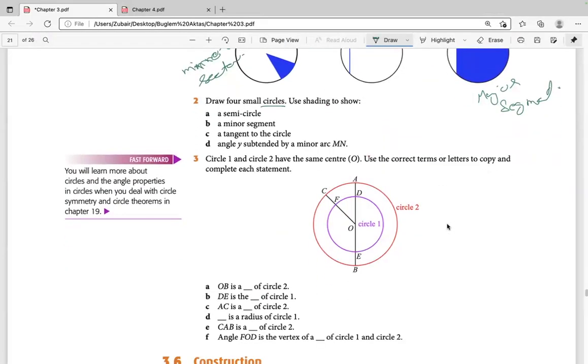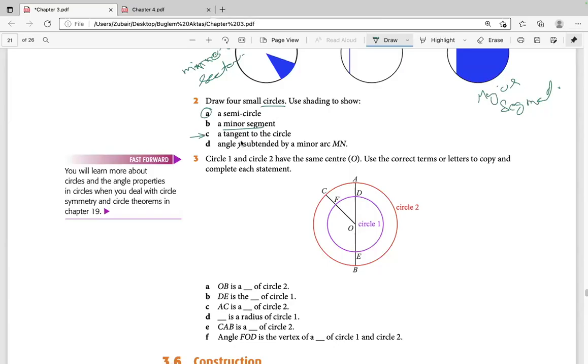Okay. So draw 4 small circles using shading to show. You already know what semicircle, minor segment is, C part. You know what a tangent to a circle is? No.